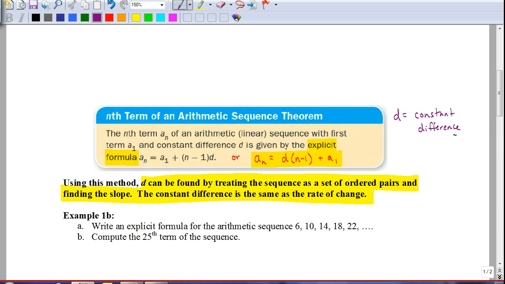Now, obviously, if we're adding the same amount each time, our d would be positive. Just remember, though, if we're subtracting the same amount each time, it's going to be a negative value for d. And a sub 1, you could probably guess, is going to be the first term of the sequence. So we have a new formula now to find the equation of a line, but remember, these are going to be an equation for an explicit formula for a sequence. And when we set it up like this, you do want to simplify it.